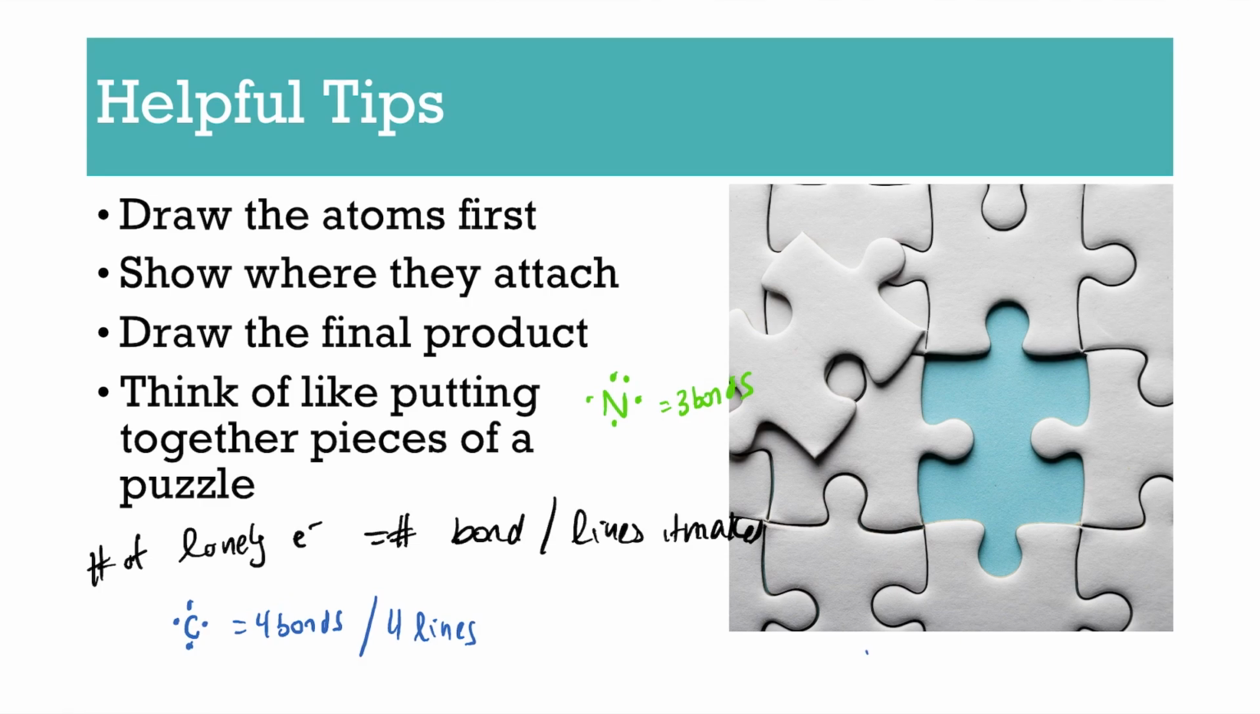If we look at oxygen, oxygen has two lonely electrons, so it can make 2 bonds. So it should have 2 lines coming off of it. And if you look at H, H has 1 lonely electron, so it can only make 1 bond. So the number of lonely electrons equals the number of bonds it can make, so the number of lines it should have coming off of it.